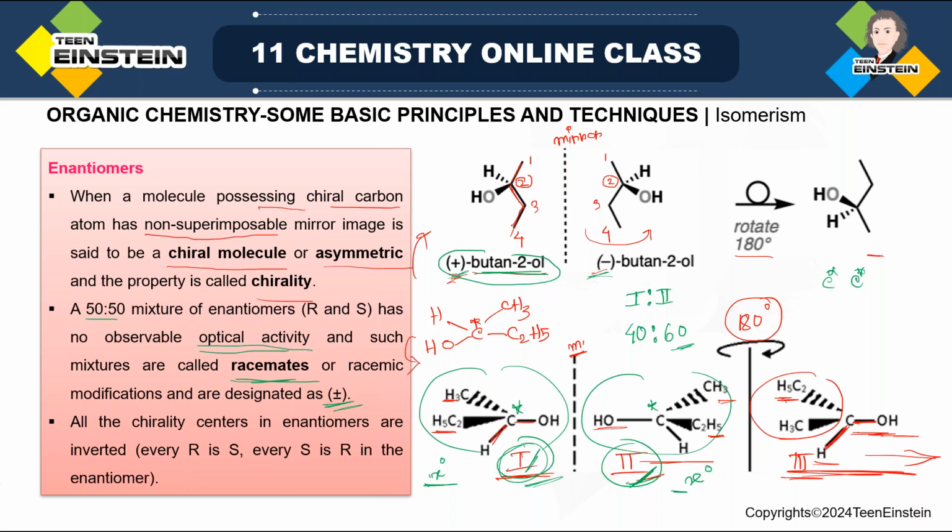and there are a total of 3 carbon chiral centers. C star I am writing, and it may be C1, C2, C3. So suppose for C1 it is R, for C2 it is R, for C3 it is S. Now when you take its mirror image, what will happen? C1 will now be S, C2 will now be S, and C3 will now be R. So that is mentioned in the last point, that all the chirality centers in the enantiomers are inverted. Every R is now S, every S is now R. Okay, that is the property of any enantiomer.